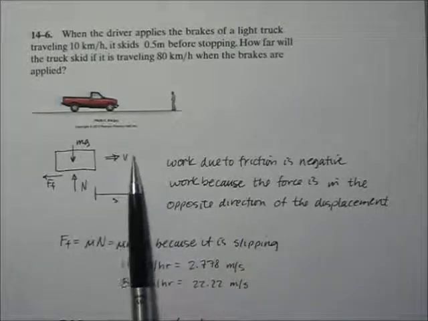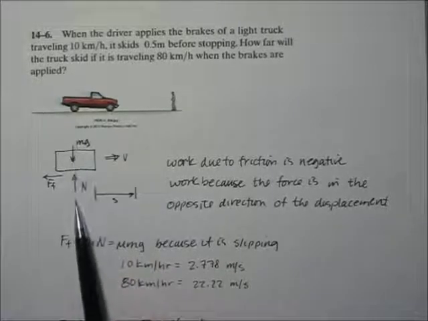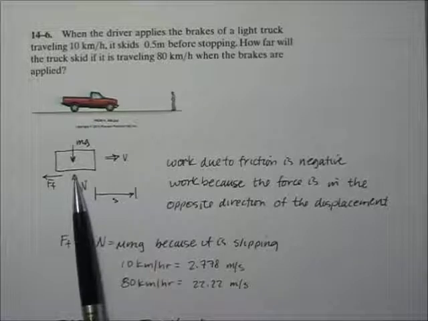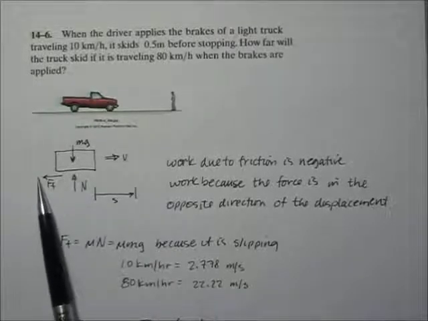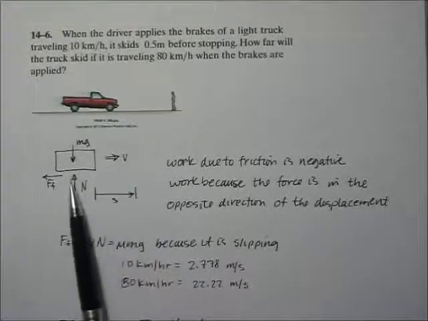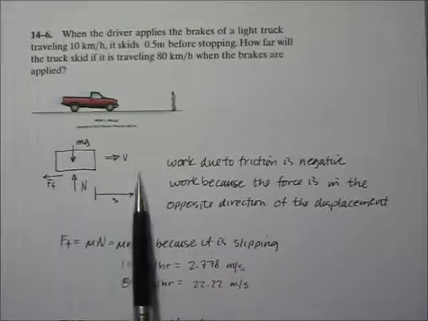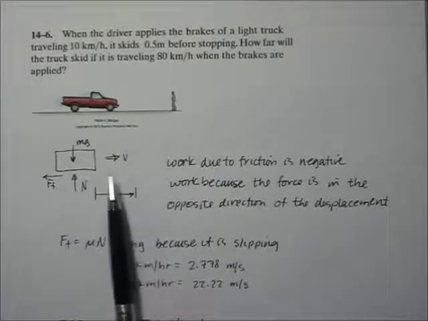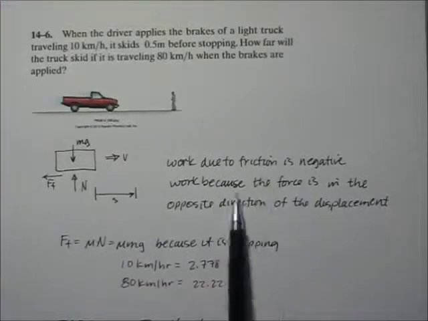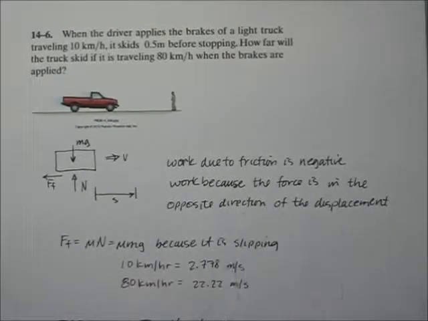So, a little free body diagram. We're going to say he's going in this direction. He's got an mg here, normal force pushing back, and in this case the force of friction is going opposite his direction. And we know that the force of friction is equal to mu mg because it's on a flat plane. And the work due to the friction is negative because the force is in the opposite direction of the displacement.